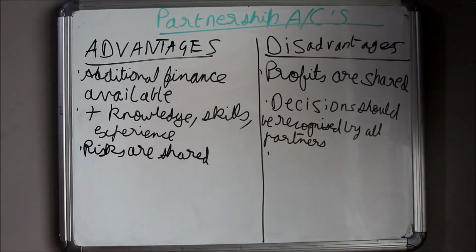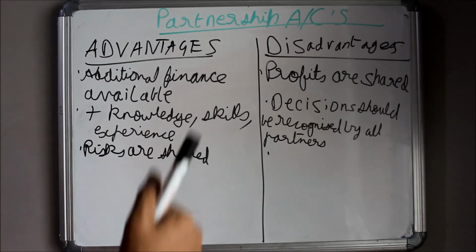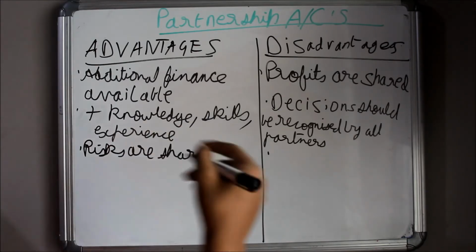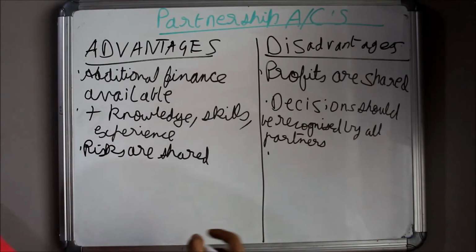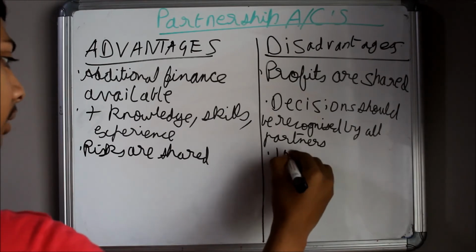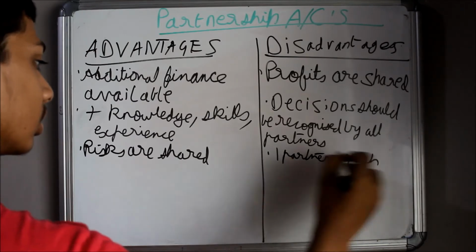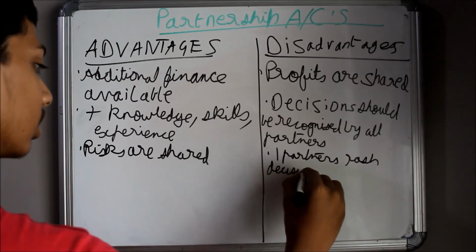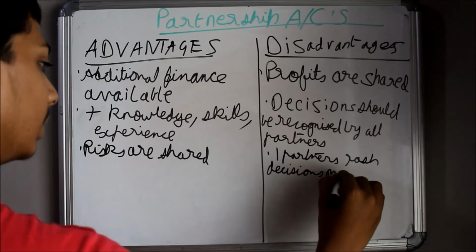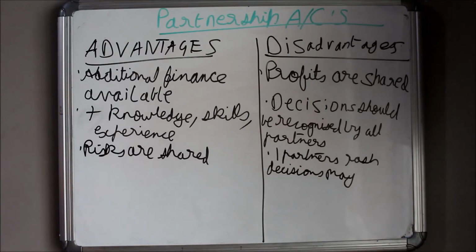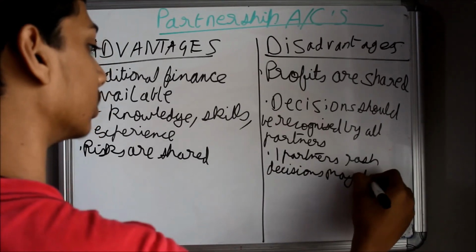Following that, another disadvantage is that if one partner takes a rash decision, the other partners also have to bear with him. So the whole business may suffer a loss because of one partner. One partner may damage the others.